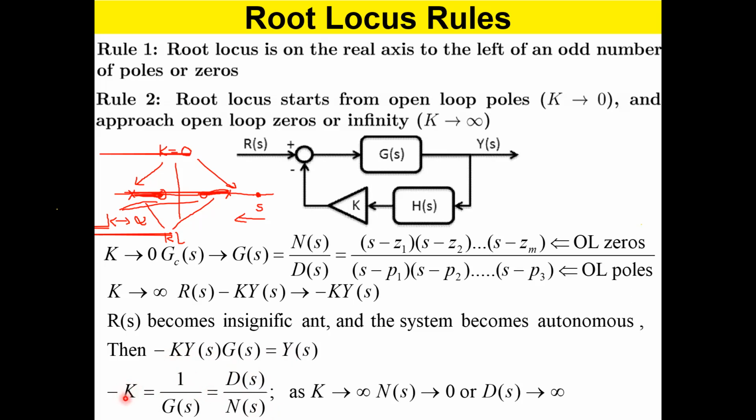And k is very big. K very big means the denominator is 0, which is N(s) equals 0. So either N(s) has to be 0 or D(s) has to be infinity. So D(s) is actually the poles, N(s) is actually the zeros. So you are actually reaching the zeros, like over here. You are reaching the zeros, or you are going to infinity. So it's pretty clear now.